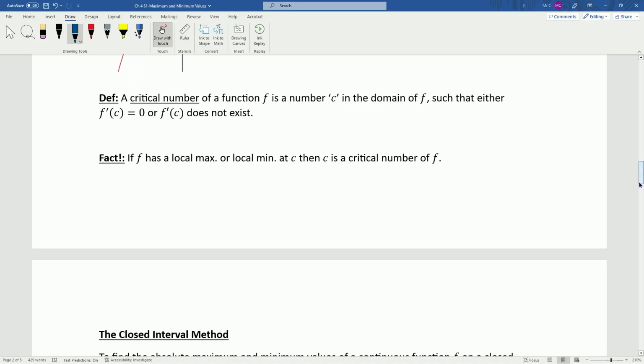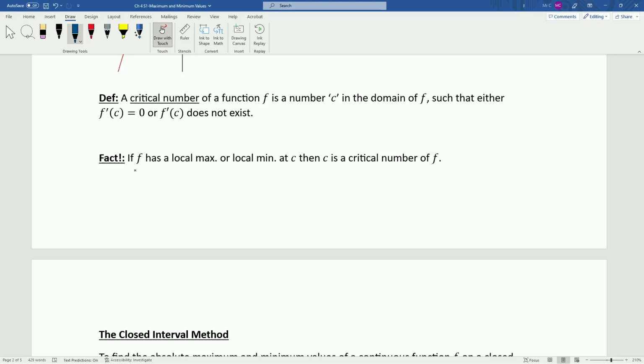Okay, so let's tack another definition on here. A critical number of a function f is a number c in the domain of f such that either f prime of c equals 0 or f prime of c does not exist. So that's pretty straightforward. If the derivative is 0 or if the derivative doesn't exist, we call that x value a critical number.